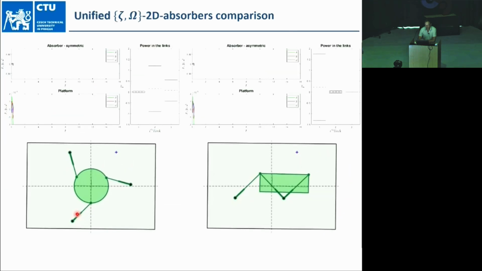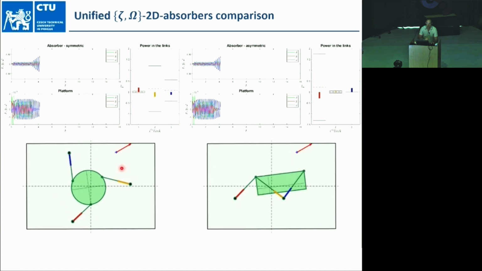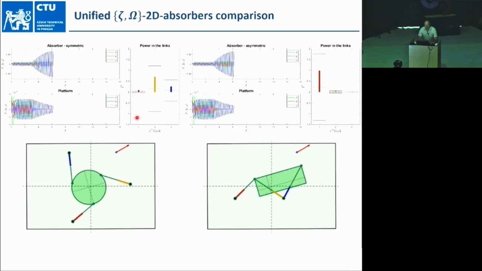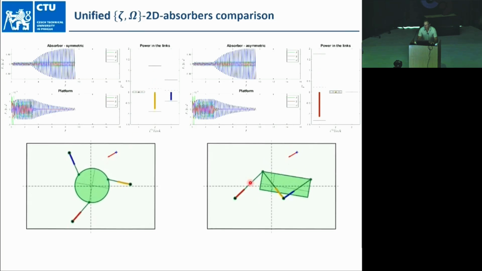And we did a comparison of the two absorber types. So you see that we have here the animation, the symmetric and asymmetric absorber. It's fixed to the platform, which is now moving. So now it's in passive regime, and you can see here the excitation force. And on this graph, we have the power distribution in the particle links, which agrees with the color.